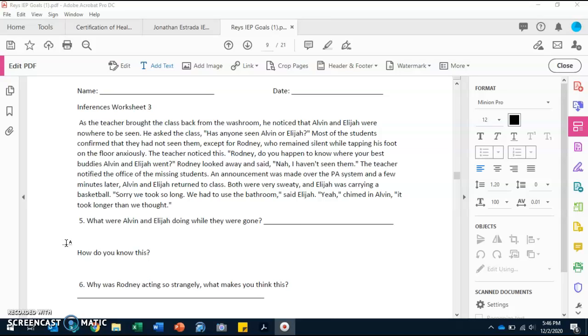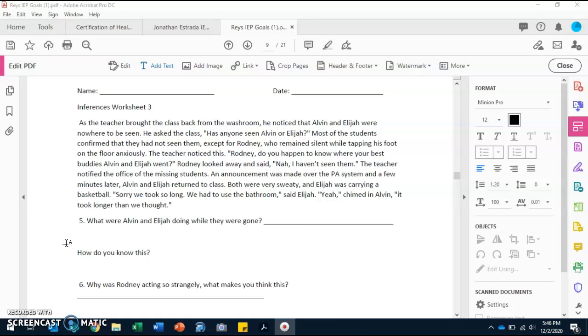The teacher notified the office of missing students. An announcement was made over the PA system, and a few minutes later, Alvin and Elijah returned to class. Both were very sweaty, and Elijah was carrying a basketball. "Sorry we took so long. We had to use the bathroom," said Elijah. "Yeah," chimed in Alvin. "It took longer than we thought."